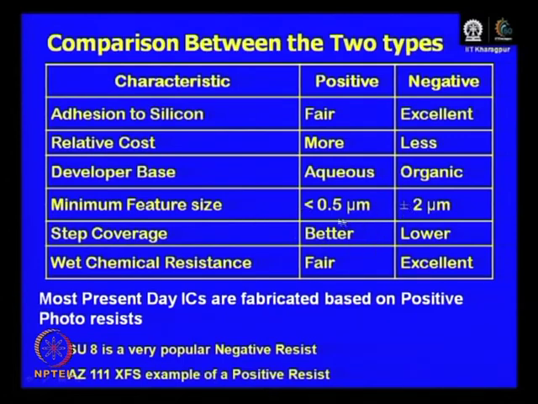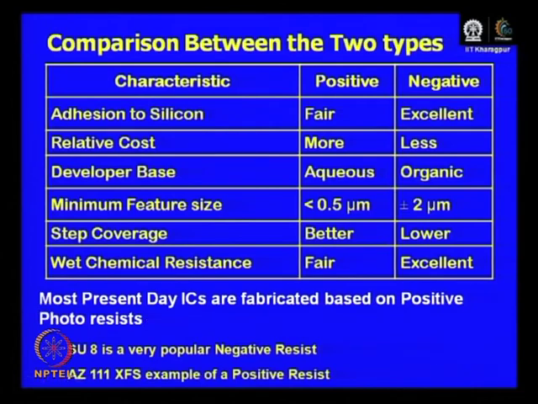The step coverage is better in a positive photoresist as compared to a negative photoresist, and wet chemical resistance is fair in positive photoresist. This is something that is not the best in a positive photoresist. What exactly is wet chemical resistance, you will soon realize, and at what stage it is needed. In contrast, it is excellent for a negative photoresist. Well, I already mentioned that most present day commercial techniques preferentially use a positive photoresist.